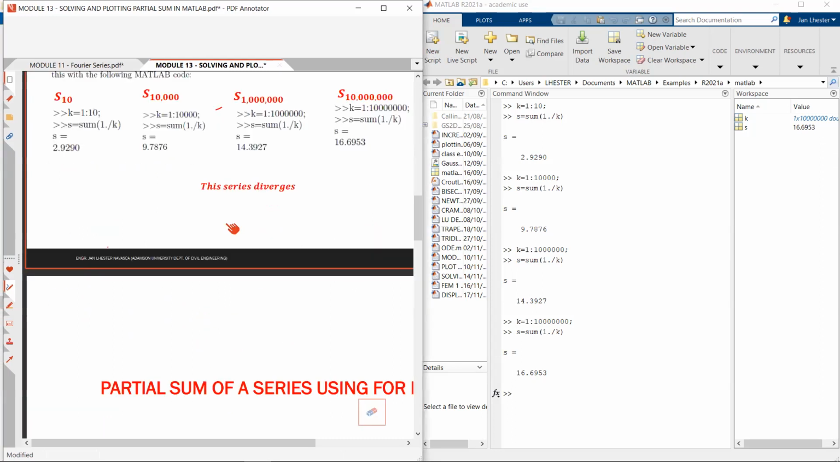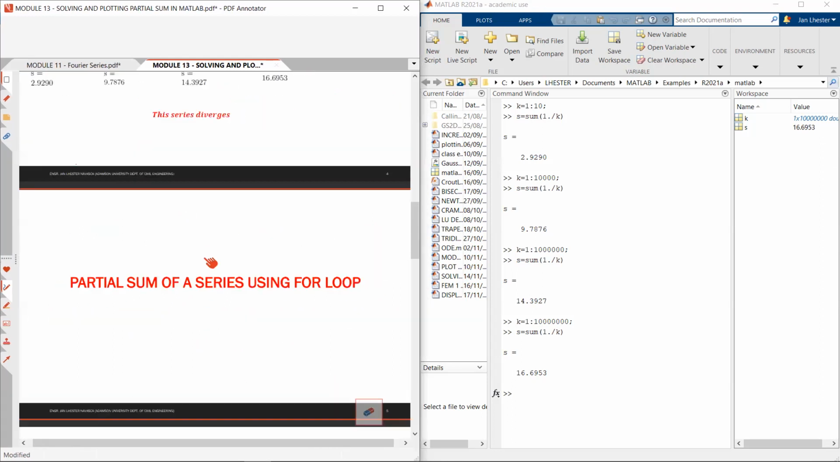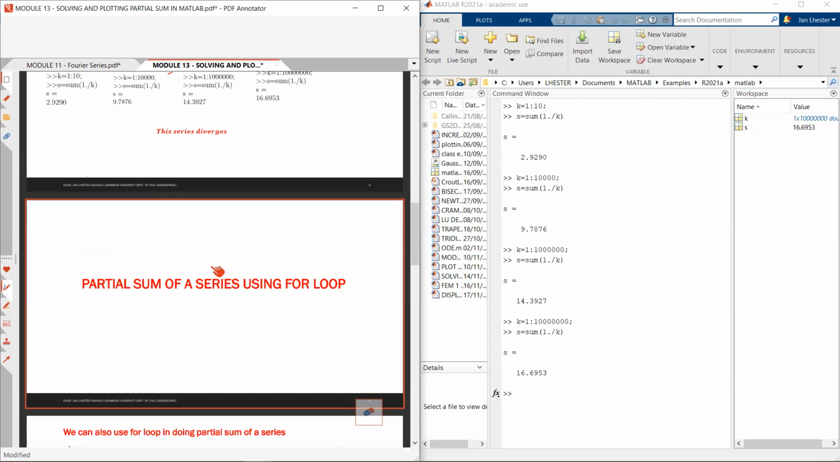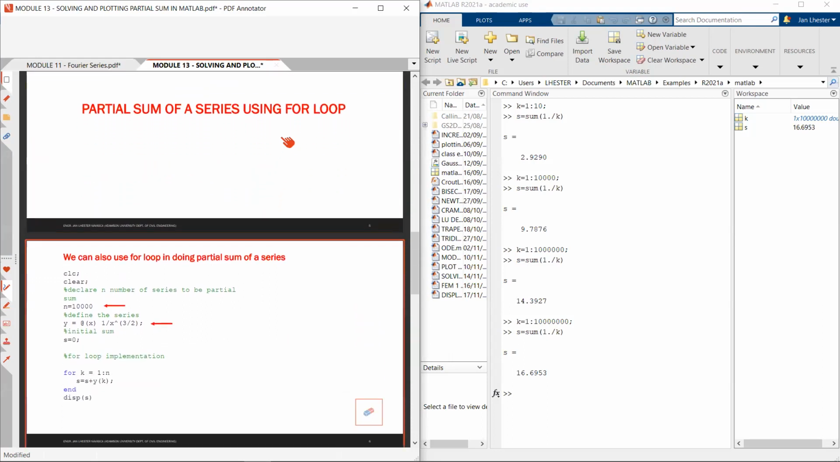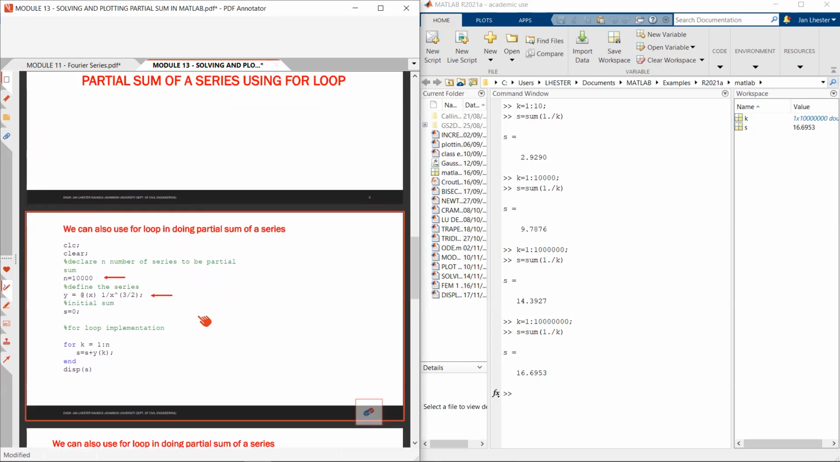Okay? Sige. So taking the partial sum of a series using a for loop, you can also do a partial sum of a series using a for loop. So I've written an implementation for taking the partial sum using the for loop. So ito, I think you can make this one. Para lang din tong nag-create ng trapezoidal method for solving the area under the curve.